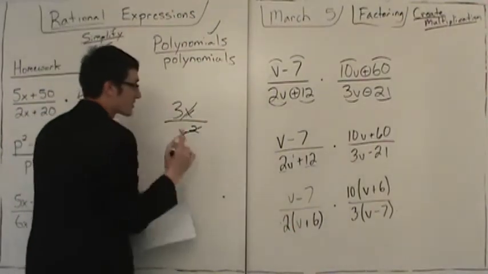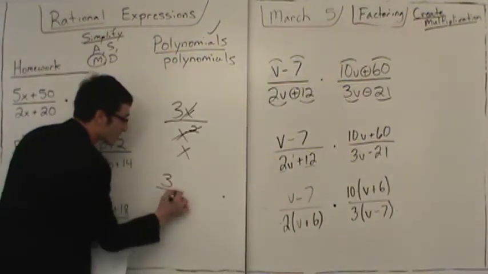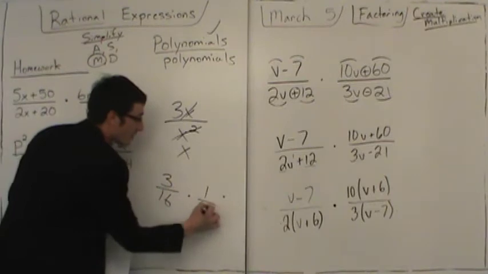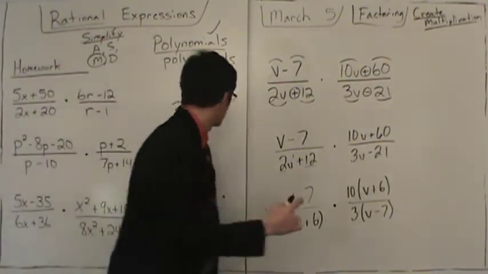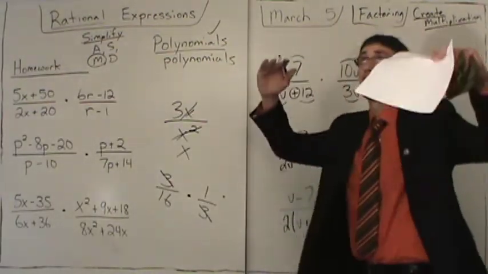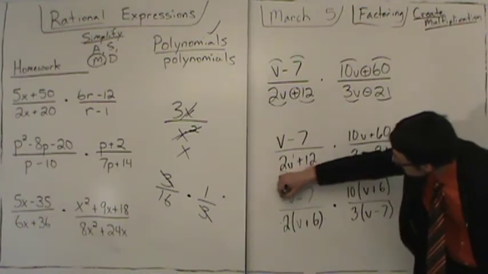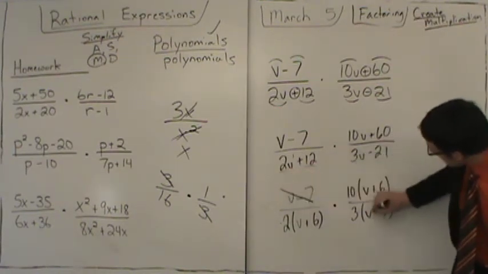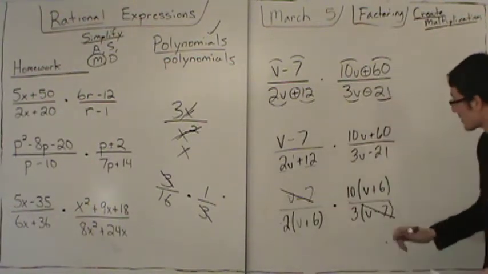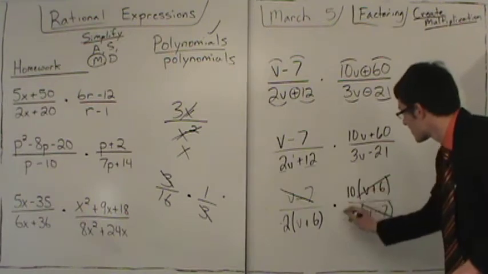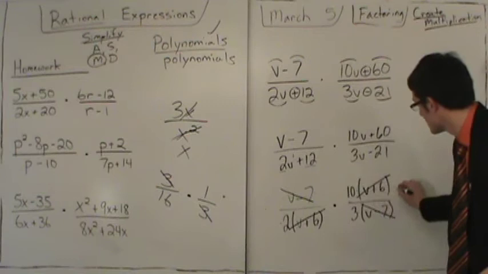My question is, can we cancel across multiplication? If I give you 3 over 16 multiplied by 1 over 3, do the 3's cancel across the multiplication? Yes. So we can cancel across multiplication as long as we're canceling top with bottom. So notice, we can cancel the entire unit v minus 7 with v minus 7 because there's multiplication to the left and right of the entire unit v minus 7. We can cancel v plus 6 with v plus 6 because it's on top and on the bottom. We can cancel because there's multiplication either side of the unit.